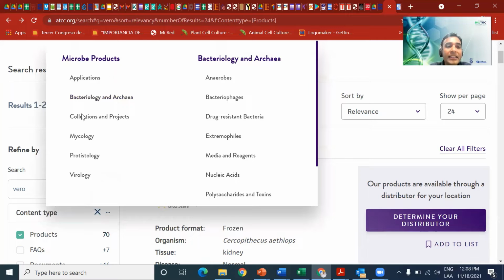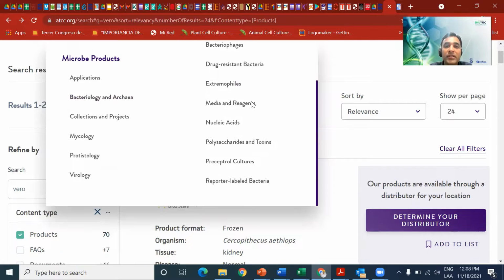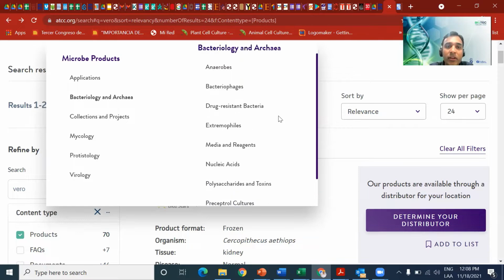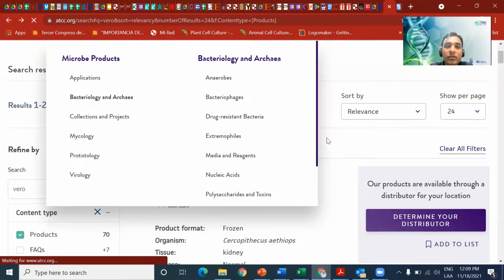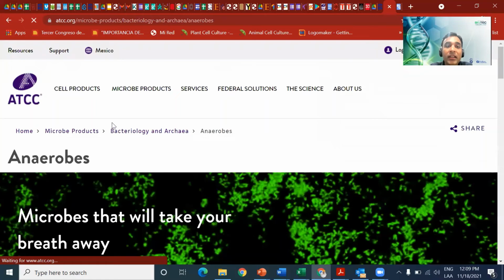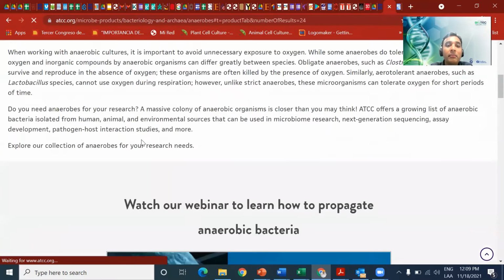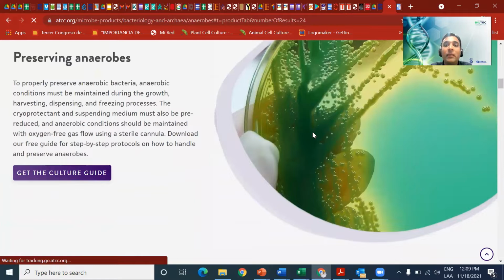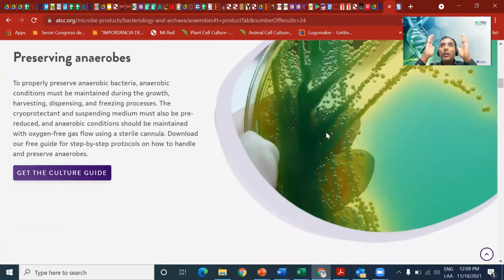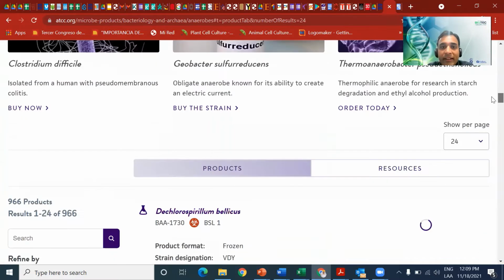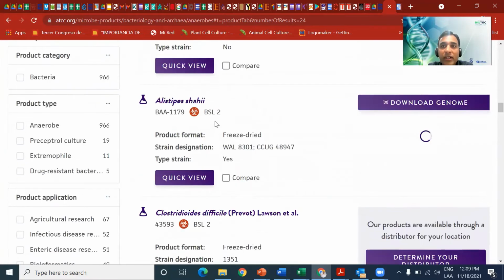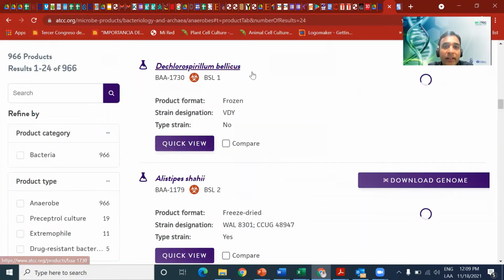Okay, we can go here and see. They have anaerobes, bacteriophage, drug-resistant bacteria, extremophiles, and media and reagents related to them, nucleic acid, polysaccharide, toxin, susceptible cultures. Okay, so we can go here, anaerobes, right? And you will have thousands of authentic bacteria which you can buy in culture with the whole process and protocol. They will give you everything. That is why this website is fantastic. Do you see here? You have all kinds of bacteria, anaerobes.